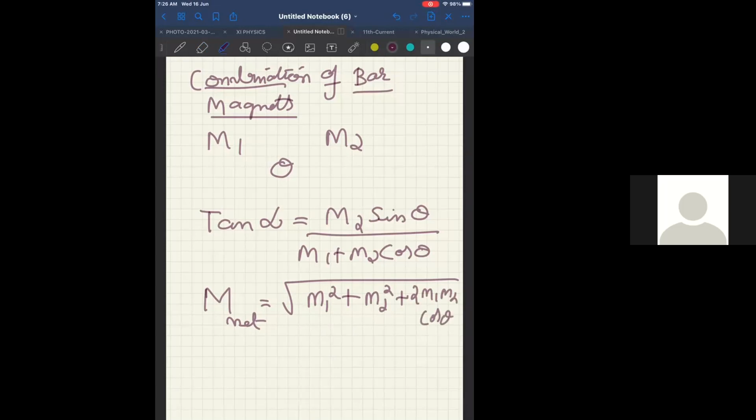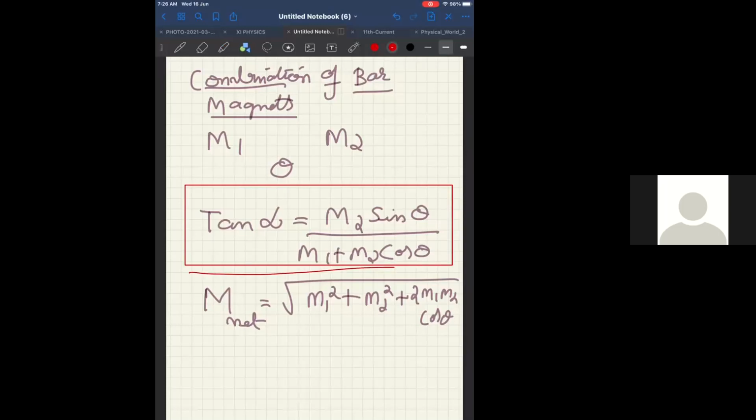Don't you think it is similar to a vector resultant and vector angle? Check, in vectors, what is the resultant vector? Square root of a square plus b square plus 2ab cos theta. And what is the resultant angle? Tan phi is equal to b sin theta divided by a plus b cos theta. Same thing with your bar magnets also. When two bar magnets are kept at an angle, we get the resultant angle and the complete magnetic moment, that is the resultant. This is point number 7.